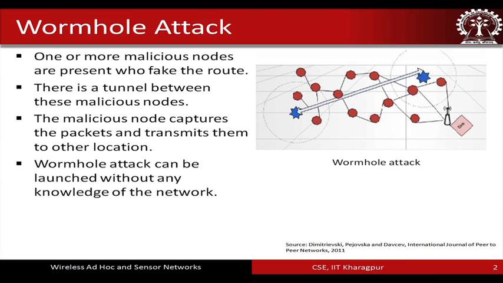The wormhole attack can be launched without any knowledge of the network. This is why it is called an attack. If it was known to the different nodes, then it would not be an attack. Nobody knows that this is happening, and it is called wormhole because of the existence of this tunnel between the two malicious entities.